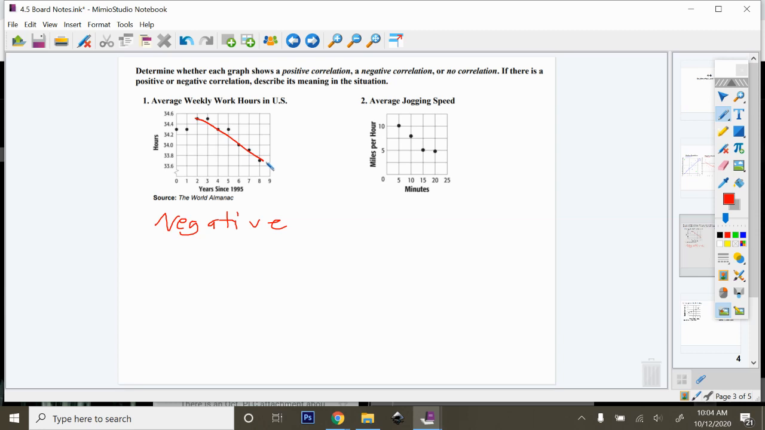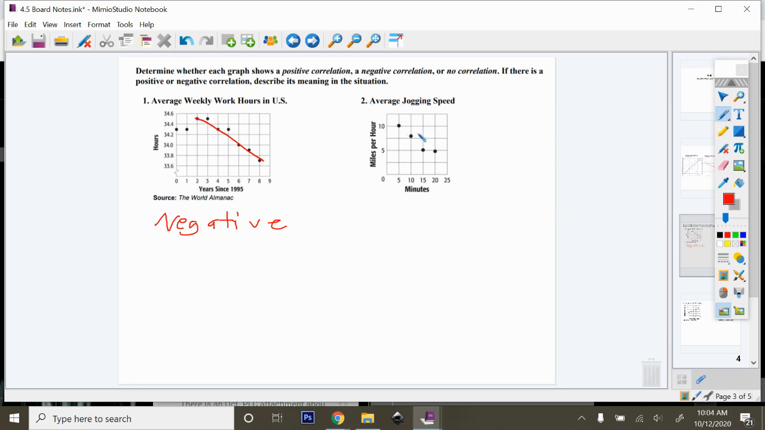And if it's negative, then we have to describe its meaning. We always describe the meaning using our axes. So this is years and this is hours. So my meaning would be as the years pass, the hours worked weekly in the US goes down, and that down is our negative. So as the years pass, the hours of the average work week go down.